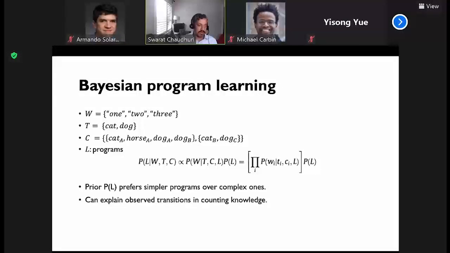Now, okay, that's fine. These are the kinds of programs that are there, but how are we modeling the learning process? They viewed it in terms of Bayesian program learning. The context here is that you have a set of types of objects, such as cats and dogs. And then you are experiencing a set of contexts. In each context, you are seeing a bunch of typed objects. For example, in the first context in this set C, you're seeing 2 dogs, a cat, and a horse.